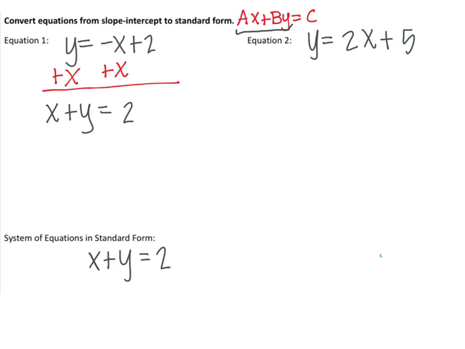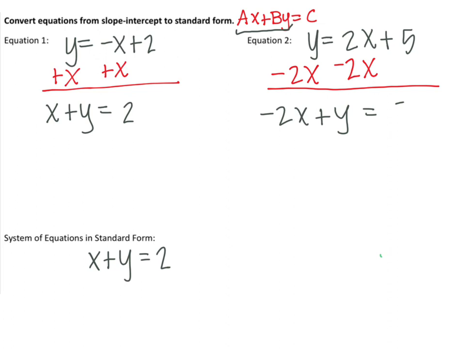Now let's look at equation number 2: y equals 2x plus 5. Again, I notice in front of my x value, my a value is not a fraction, so I don't need to multiply by my denominator. But I do need to move my x to the same side as my y. I'm going to subtract this time since it's already a positive 2x. So subtract 2x from both sides. When I do that, I get negative 2x plus y equals 5.